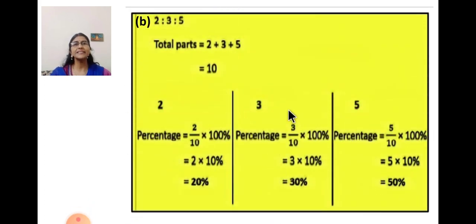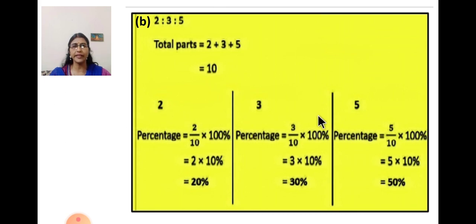Now the next one is 2:3:5. This is the B part. First we will find out the total parts. 2 plus 3 plus 5 is 10. And now you can see here 3 columns are made. So you people also will do the same thing in your notebook.